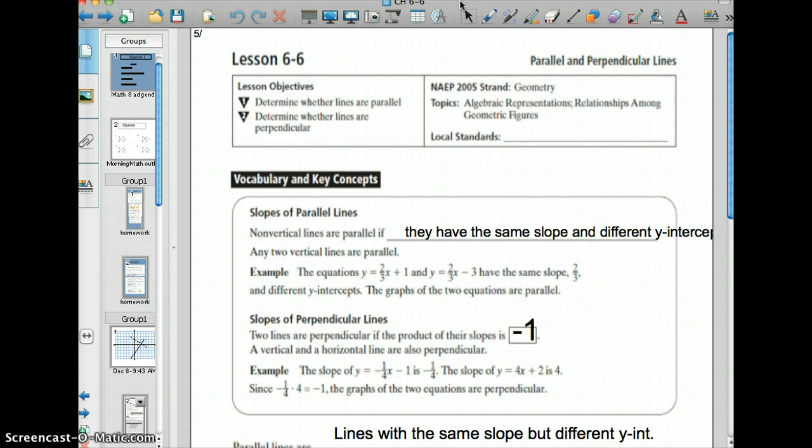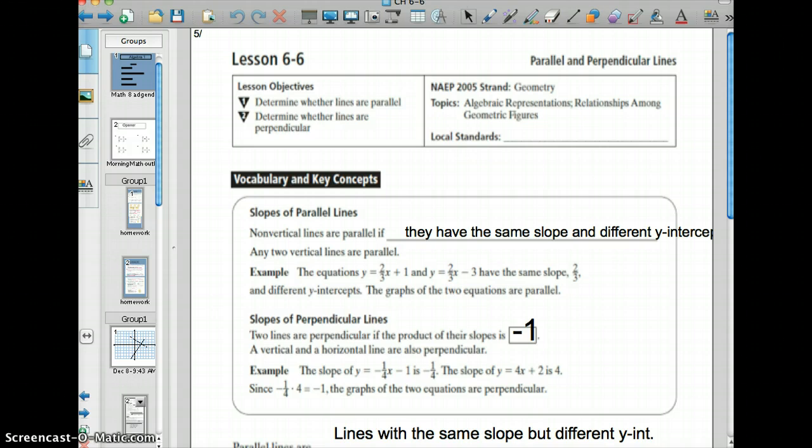Now, lines that are perpendicular. Think about what perpendicular means. They're going to intersect. They're going to meet at right angles. So lines that meet at right angles are called perpendicular. We can tell that they're perpendicular because the product of their slopes is -1. So oftentimes we're going to multiply the slope of both of our equations together. If we get a product of -1, we know that they are perpendicular, which means their lines are going to intersect at right angles.